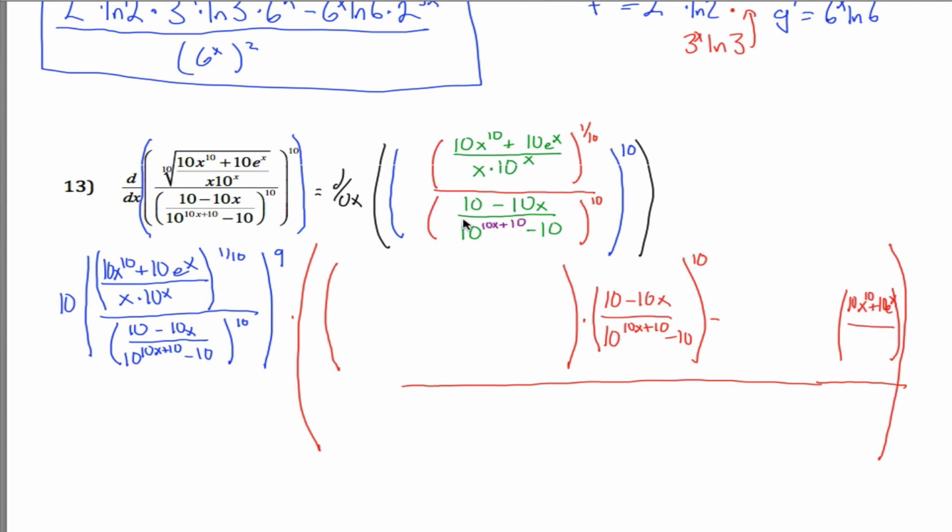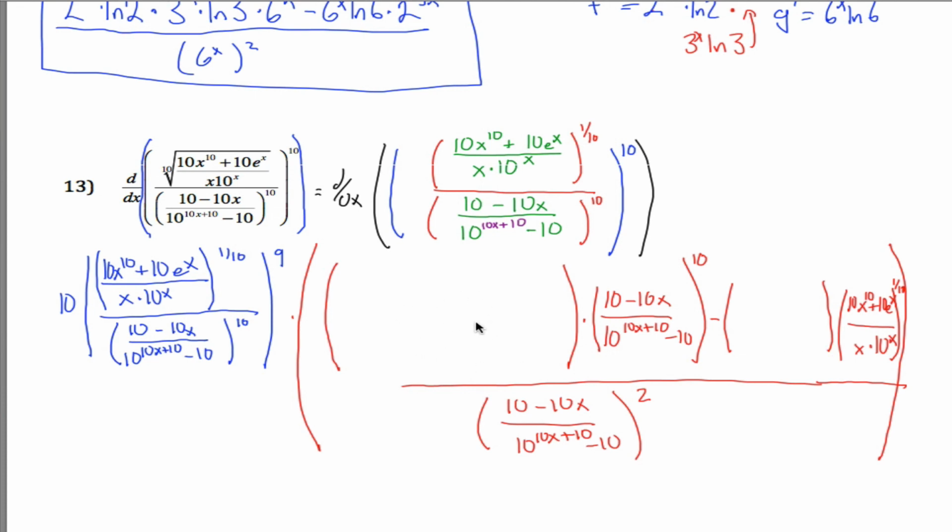So this is g right here. It's the thing that's written on the bottom. This is f, the thing that's up top. The thing up top is 10x to the 10th plus 10 e to the x divided by x times 10 raised up to the x power, all to the 1/10th power. F prime g minus g prime f divided by g squared, the thing on the bottom, 10 minus 10x divided by 10 to the 10x plus 10 minus 10, squared. F prime g minus g prime f. All I got to do is fill in the f prime and the g prime. It's going to be a huge mess.